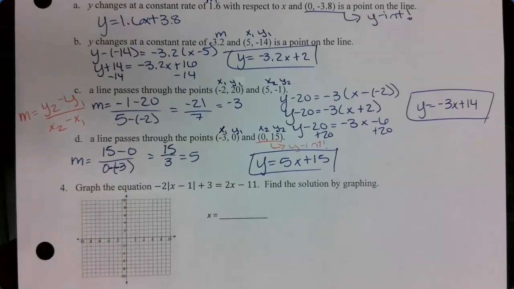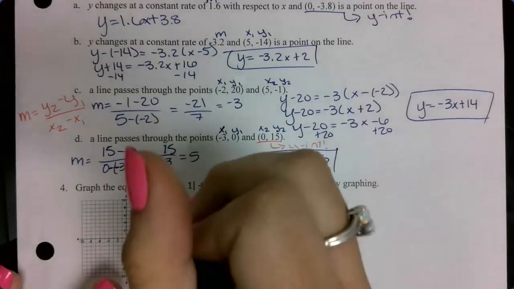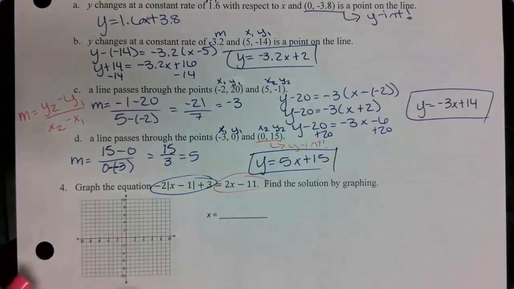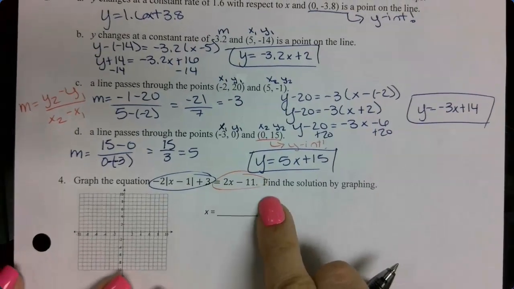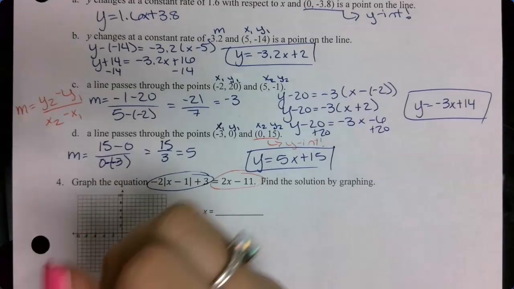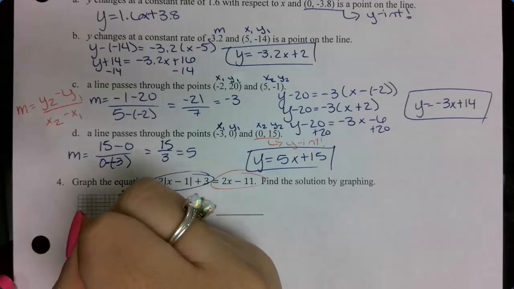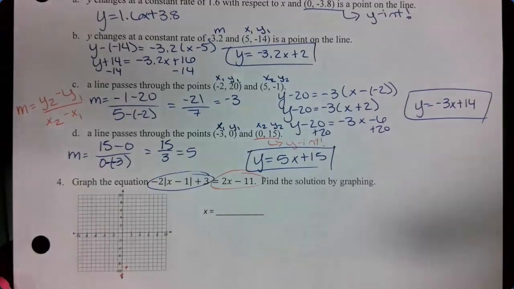Okay, this one wants me to graph the equation and find the solution by graphing. I'm going to graph this side in blue and this side in red. I'm going to start with the red one because I can do this one by hand easy. I'm going to go down 11, which is a little bit off my graph. Plot my point, and then I go up 2 over 1, and then I want to connect my points.